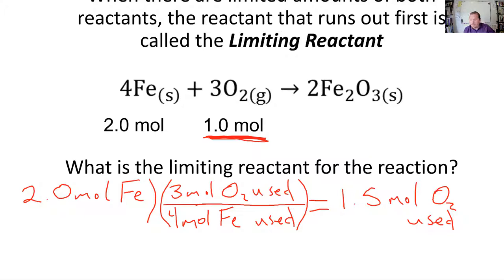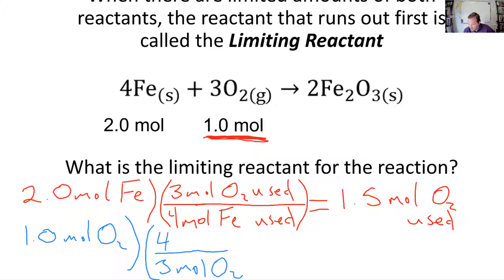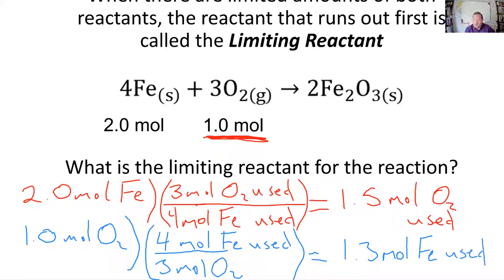there's three options, right? Either we get a number that's more than what we have to start with, or we get a number that's less than what we have to start with. If I started with the oxygen, if I said, okay, 1.0 moles of oxygen, and every time I use 3 moles of oxygen, that's 4 moles of iron used. We do that, we get 1.3 moles of iron used. This is really telling us the same thing. It's saying if I use up all of my oxygen, I'm going to use 1.3 moles of iron, and I started with 2 moles of iron.